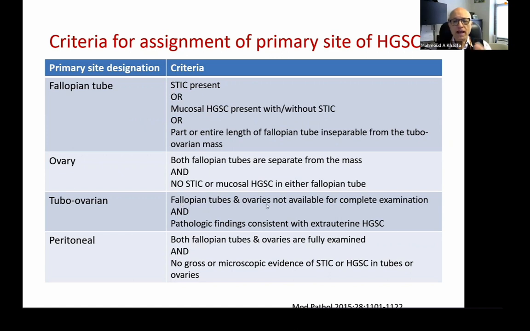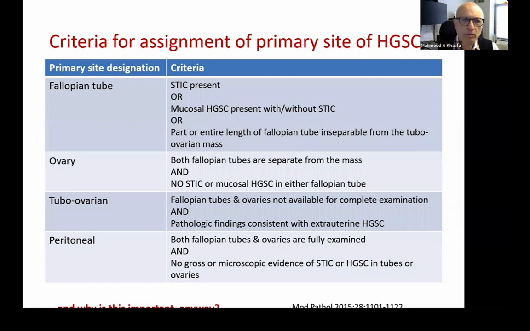If the fallopian tube and the ovary are not available for you to examine, and the pathologic findings are consistent with extrauterine, i.e. it's not primary endometrial serous carcinoma, then you can call it tubo-ovarian and don't worry about whether it is ovarian or tubal. Of course, if none of that is available, then it is peritoneal. Then the question to you now is, is it important? Why is it important to decide whether it is fallopian tube or ovary?